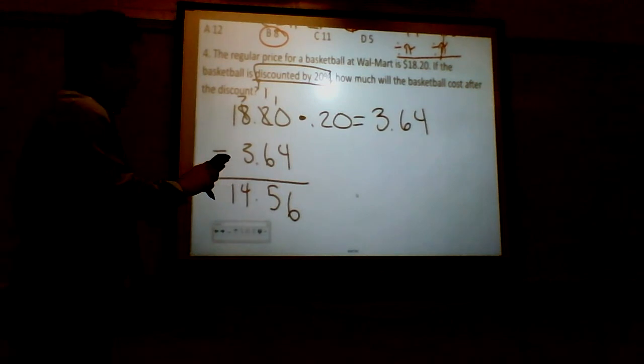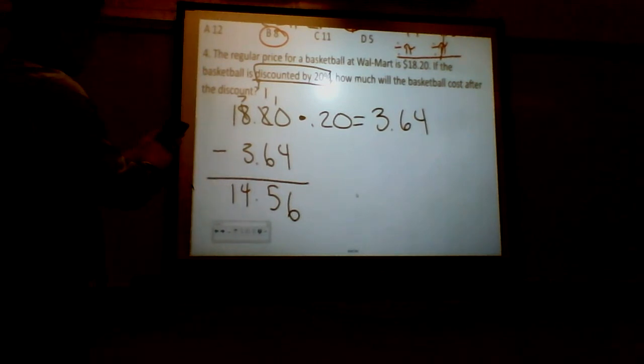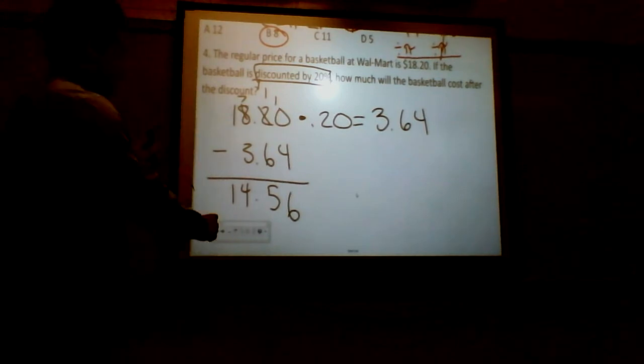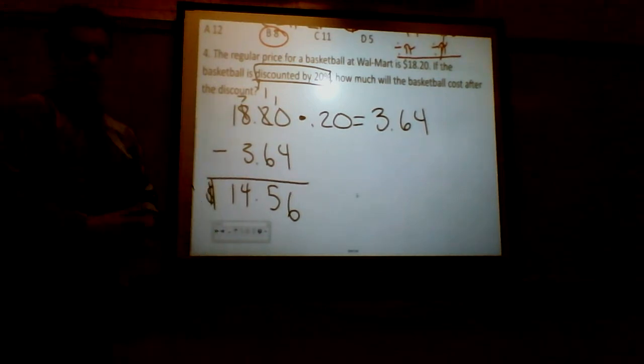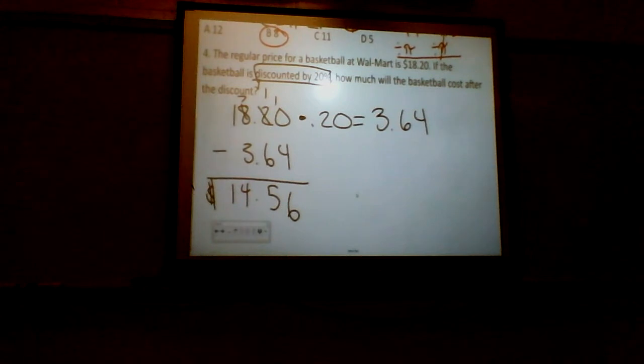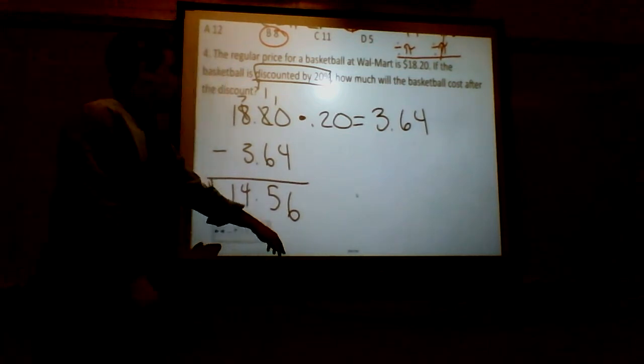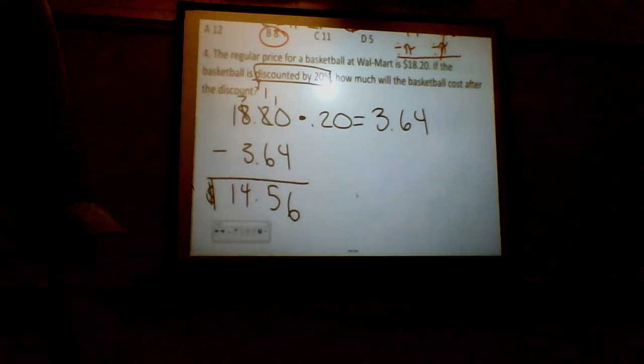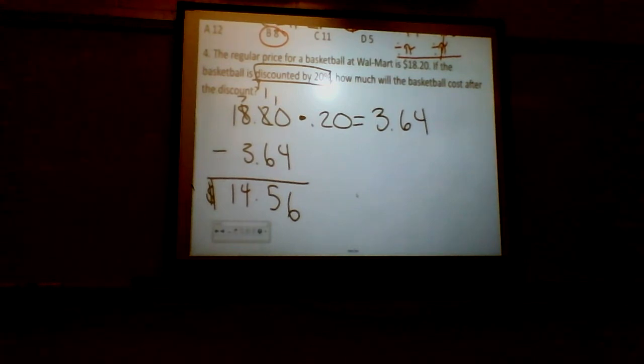Let me double check with my calculator. $18.20 minus $3.64 is $14.56. When I go back to think about this, this makes sense. If the basketball started at $18.20 and it was discounted by 20%, it's going to cost less money than the original price. If you do not know how to do this, please rewind it and watch this video again.